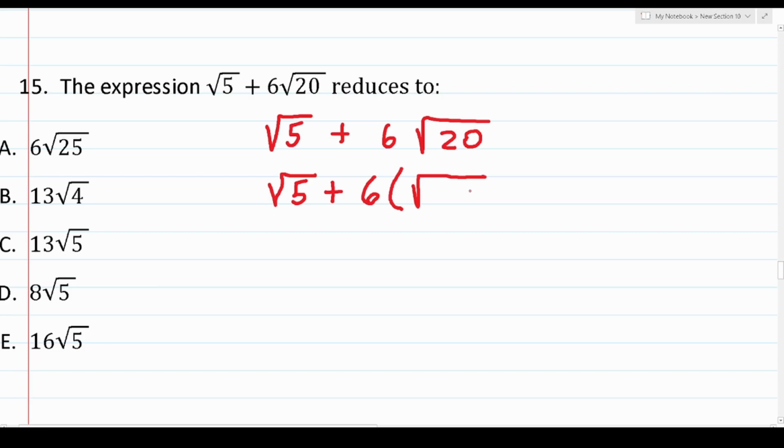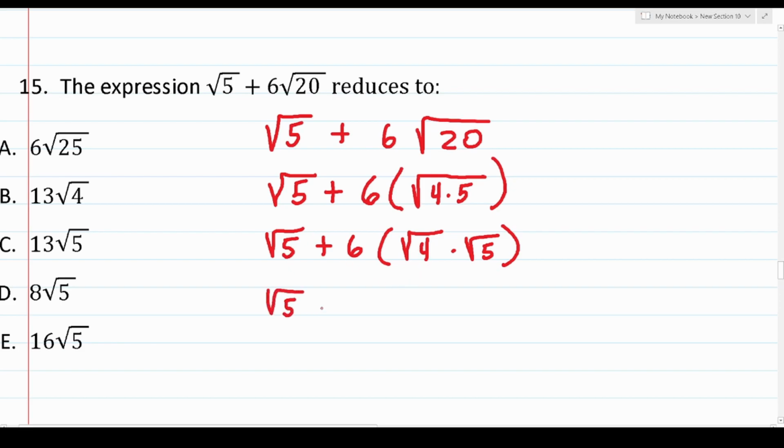Again, we have square root of 20. 20 can be broken down to be 4 times 5, okay? And if we know our laws of radicals, we can now do this. We have a square root of 5 plus 6 times, we can break these apart such that we have the square root of 4 times the square root of 5 like that. And now it should be obvious that the square root of 4 is just 2. So let's go ahead and reduce that. We have 6 times square root of 4 is 2. So this is 2 square root 5.